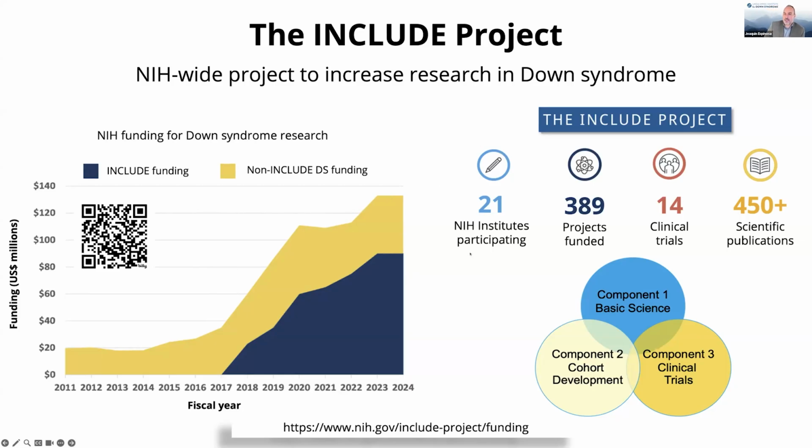One of the key hallmarks of the INCLUDE Project is that it's an NIH-wide project with many institutes involved. These 21 institutes have funded nearly 400 projects, 14 of them being clinical trials, leading to hundreds of scientific publications. And the investment is allocated in three components: high risk, high payoff basic science approaches, cohort development activities, and clinical trials inclusive of people with Down syndrome.